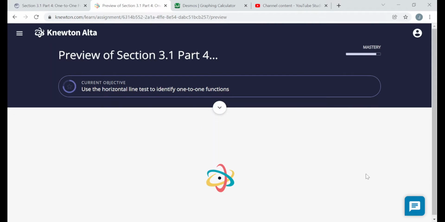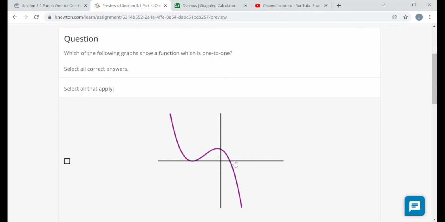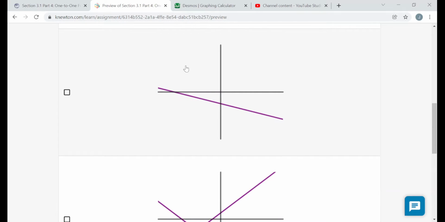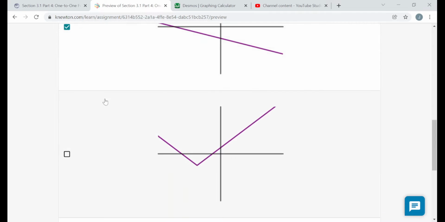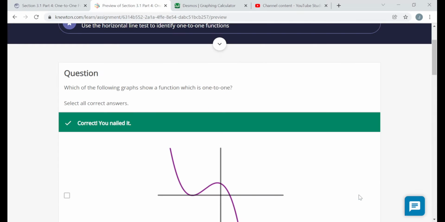All right, again, these should be pretty simple, I think. All these are pretty easy, I think. And then here, I see a horizontal line which hits it 3 times, so not one-to-one. Here, every horizontal line I draw would hit it 0 times or 1 time, so this is one-to-one. Here I see a horizontal line that would hit it twice, so not one-to-one. And here, every single horizontal line I draw would hit it only 1 time, so this is one-to-one.